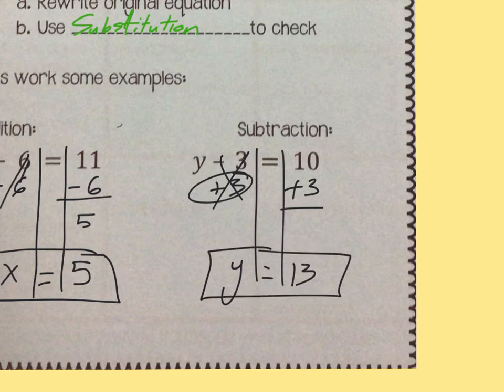Take your 13, put it back up in for y. So this 13 comes back up here. We're substituting it. 13 minus 3 is 10. We did it right. That's really all there is to this. So let's try some of these out on your practice.